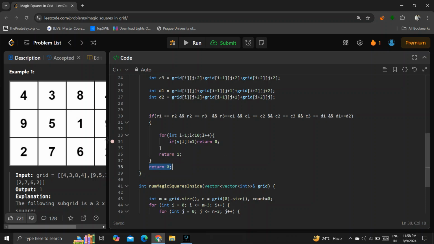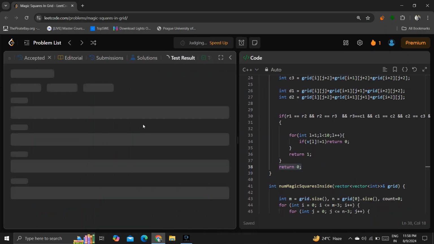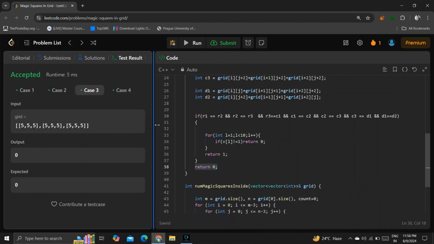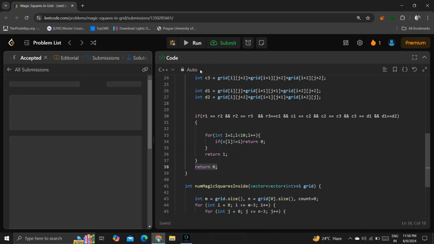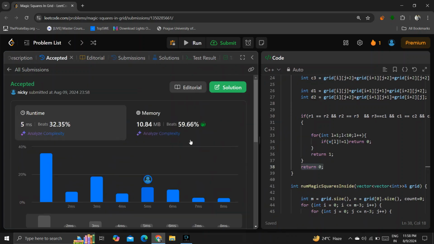Okay, so if I run it, yeah, it is running fine, and if I submit it, yes, it is accepted. So hope you have understood the problem, guys.